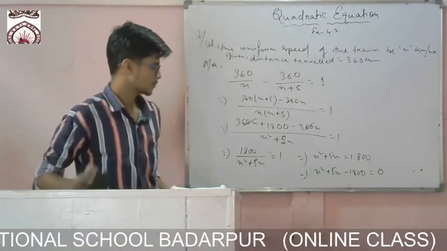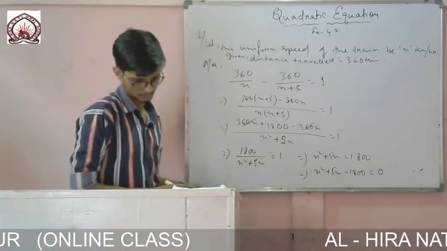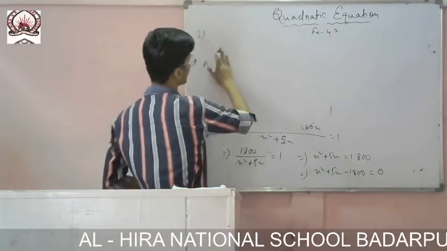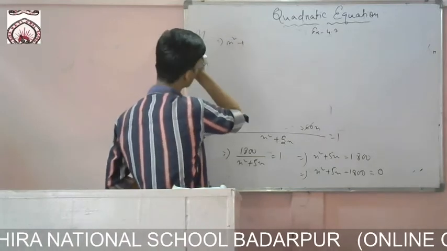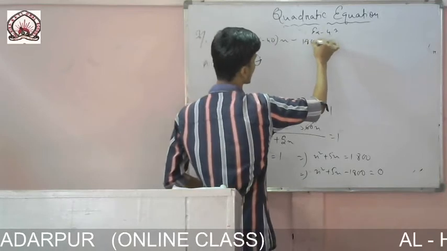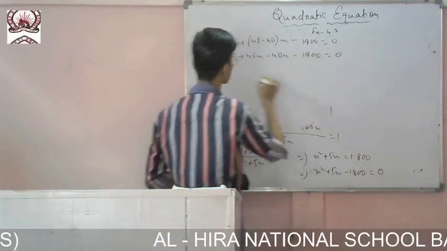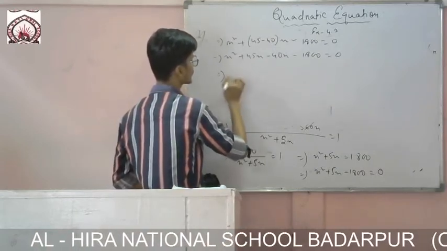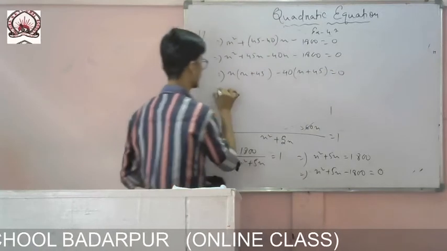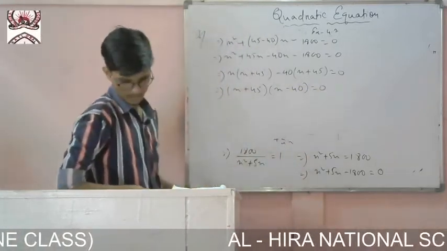Now I have to factorize 1800. We need two numbers whose difference is 5 and product is 1800: 45 and 40, since 45 into 40 gives 1800. So x square plus 45x minus 40x minus 1800 equals 0. Taking x common, we get x plus 45, and taking minus 40 common, we get x plus 45. So x plus 45 and x minus 40 equals 0.